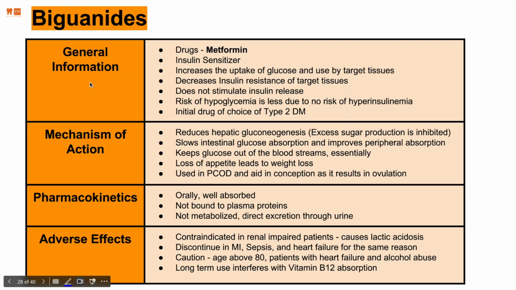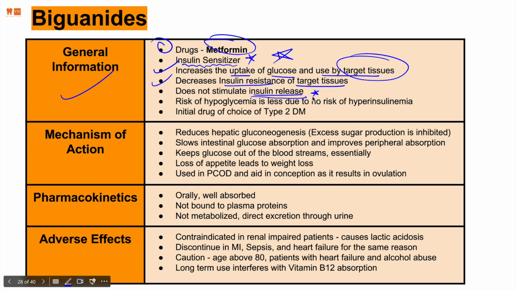Biguanides, a very commonly known drug, metformin. It's an insulin sensitizer, guys. Now it's not a secretagogue, it's just a sensitizer. It increases the uptake of glucose by target tissues and decreases insulin resistance of target tissues. This is the function. Very important point, guys: it does not stimulate insulin release at all.